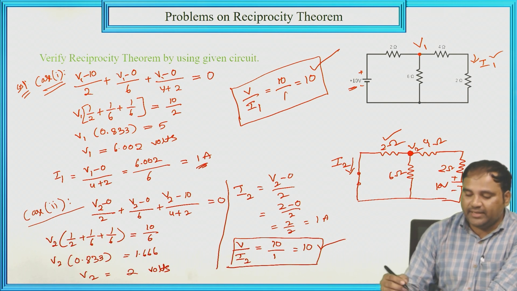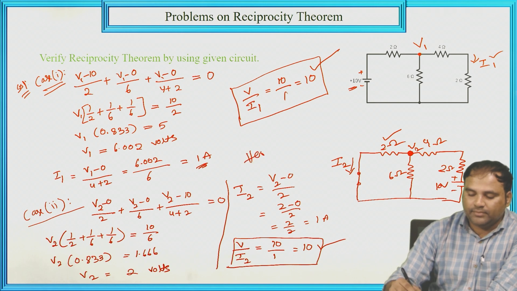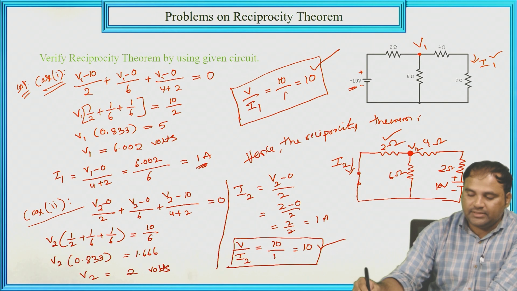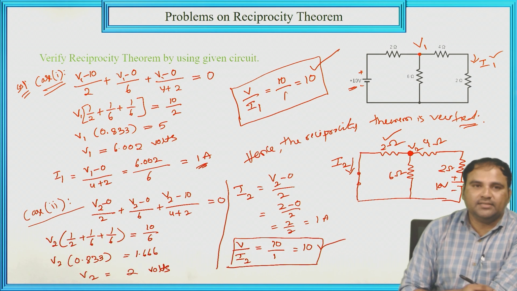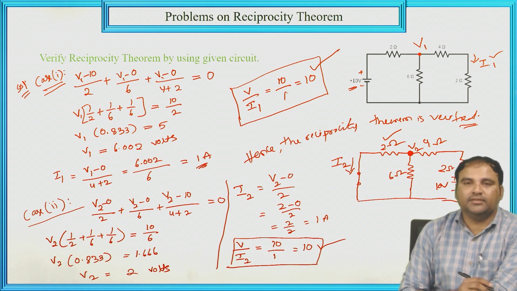Then we can say, hence the reciprocity theorem is verified. So we have to do the calculations like this. Okay. So thank you one and all.